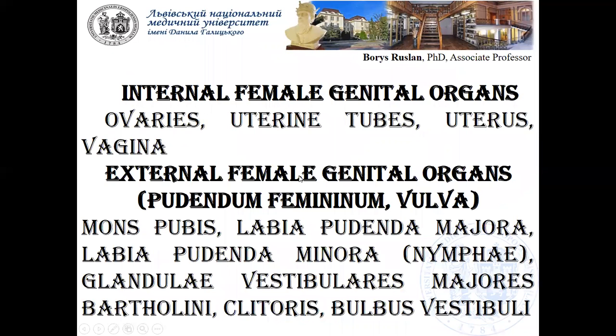Okay, some general information about that. Which female genital organs do you know? We have internal and external female genital organs. Internal are the ovaries, uterine tubes, right, or fallopian tubes, uterus and vagina. And what about external female genital organs? It's mons pubis, labia pudenda majora, labia pudenda minora, glandula vestibularis major Bartholini, clitoris, and bulbus vestibuli.